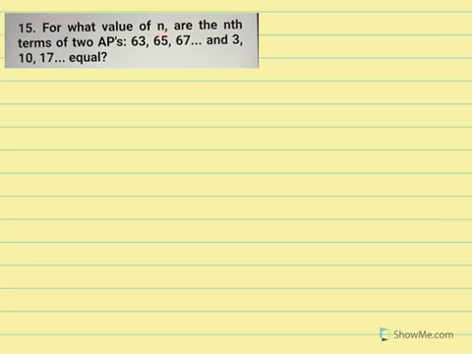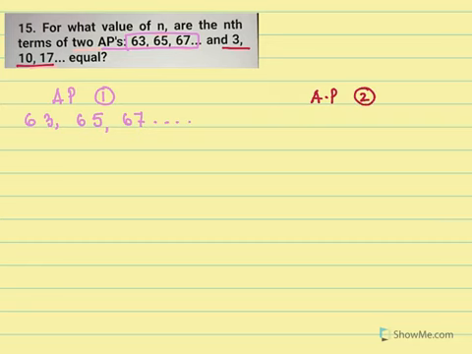For what value of n are the terms of the two APs 63, 65, 67 and 3, 10, 17 equal? So in this sum we have two APs. We'll call this AP1, which is this AP, 63, 65, 67 and so on. And then I have another AP. This is my second AP. I'll call it AP2, and the terms there are 3, 10, 17 and so on.